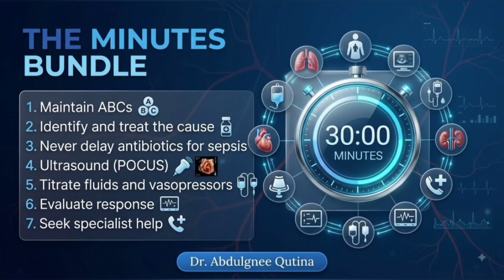To formalize that golden window, expert consensus gives us the MINUTES acronym for the initial 30 minutes of care. Think of it as your strict life-saving checklist. M, maintain those ABCs. I, identify and treat the root cause. N, never ever delay antibiotics for sepsis. U, use ultrasound, specifically bedside POCUS. T, titrate your fluids and vasopressors. E, evaluate the patient's response to your therapies. And S, seek specialist help early. Memorize this bundle. It's designed specifically to catch shock before it crosses the line into irreversible territory.